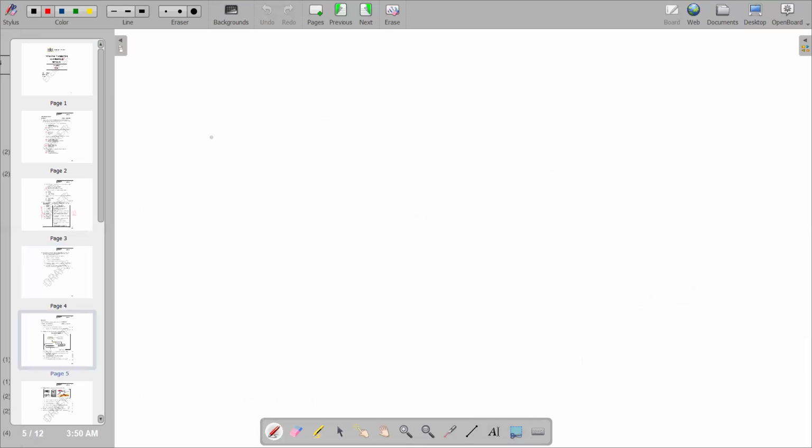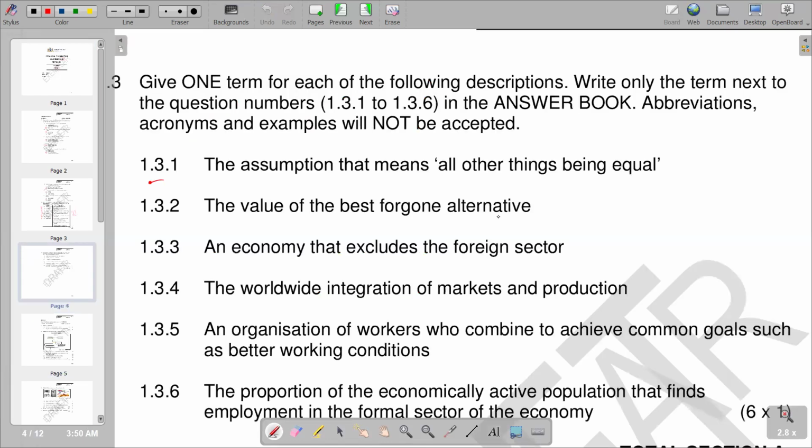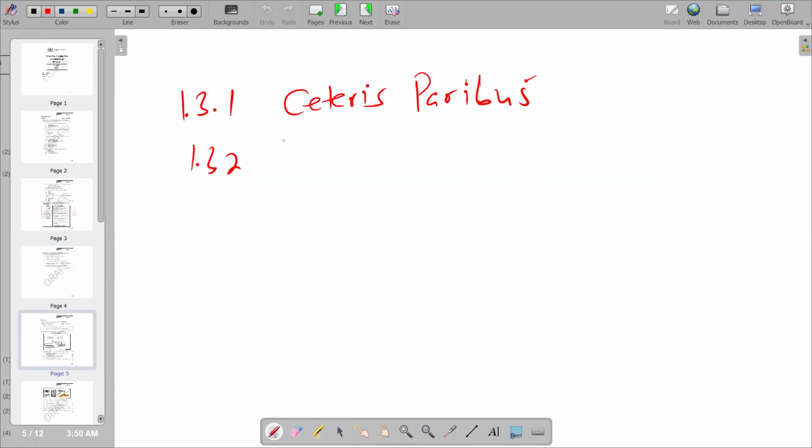So we are saying this is our number 1.3.1. So we can just indicate as such. So we're saying 1.3.1 is ceteris paribus. Then move on to the next part, which is 1.3.2, which is saying the value of the best foregone alternative, the cost of it is also the cost of the best alternative foregone. We call it our opportunity cost. So we've got opportunity cost.